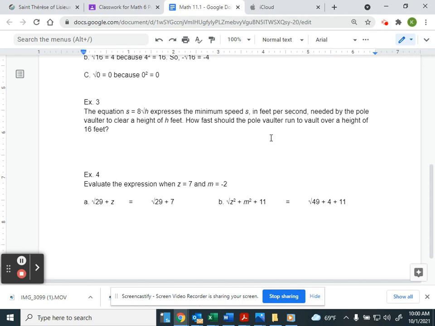So I'm going to give you a moment to try to figure that out. See if you can figure out what his speed should be. What should the S be if the H is 16? So write out your equation. S equals 8 square root of the H. Square root of 16. I'm going to give us just a moment to work it out. I know some of us already know it. Let's give just a moment.